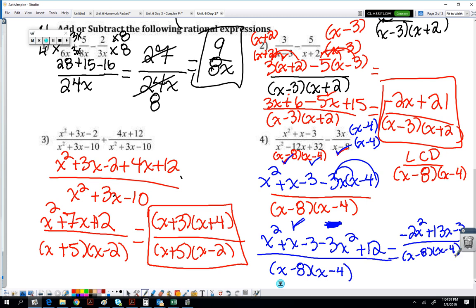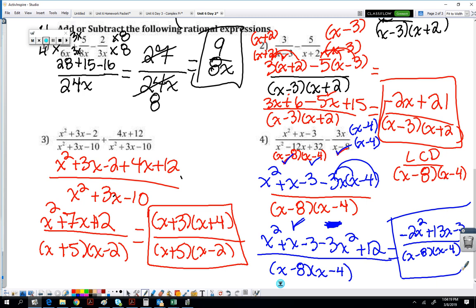So now you always have to ask, can I factor that down even more? So let's multiply negative 2 and negative 3, which gives you positive 6. Is there anything that multiplies to positive 6 that adds up to 13? Nope. So yay, that is your final answer.